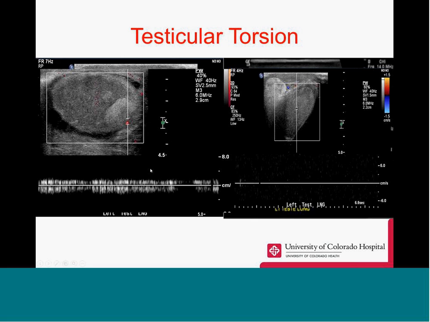Here, pulse wave Doppler. We have a heterogeneous testicle. This is basically noise. It might be a small component of venous flow, but no major flow within the testicle itself. And then showing no pulse wave spectral Doppler flow at all in this right testicle.